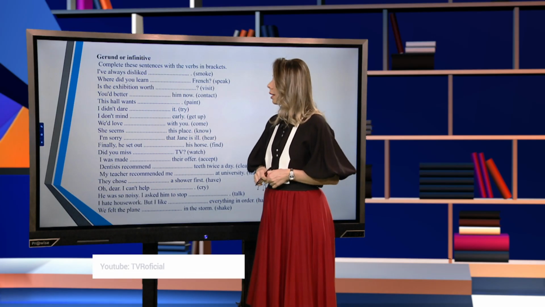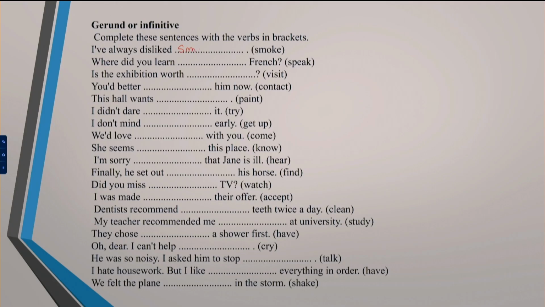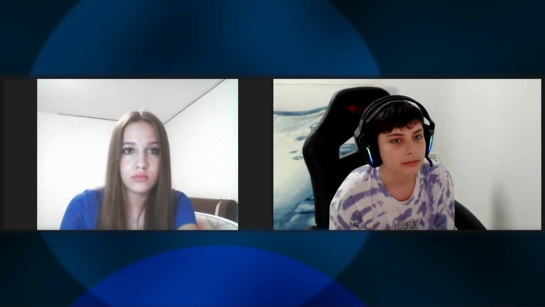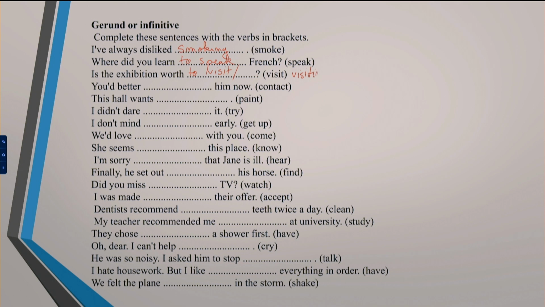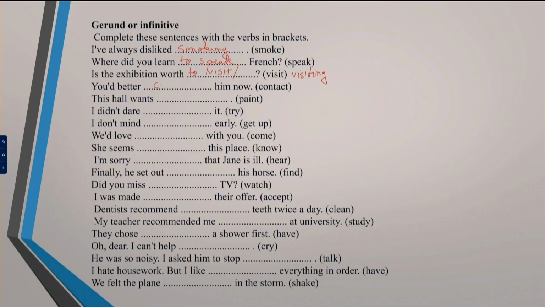Now we have gerund or infinitive. So we have to complete the sentences with the verbs in brackets. Victor? I've always disliked smoking. Where did you learn to speak French? Is the exhibition worth to visit? No, visiting. No. Yes, visiting. But it also goes with to visit. Visiting and to visit. You'd better contact him now.